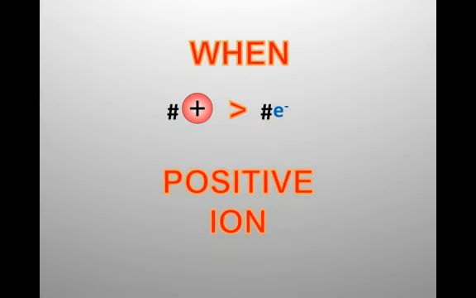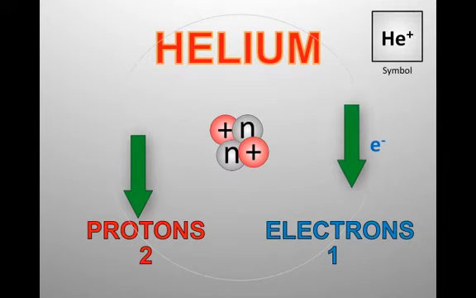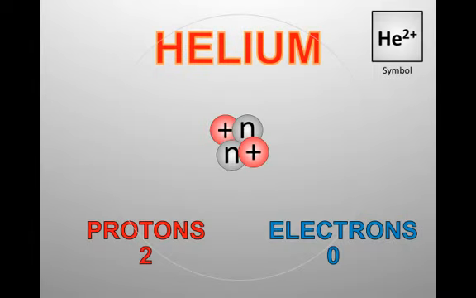On the other hand, if an atom contains fewer electrons than protons, it is known as a positive ion, or a cation. Looking again at helium atoms, helium+ contains 2 protons and 1 electron, and helium-2+ contains 2 protons and no electrons.